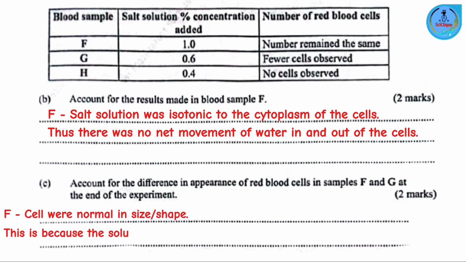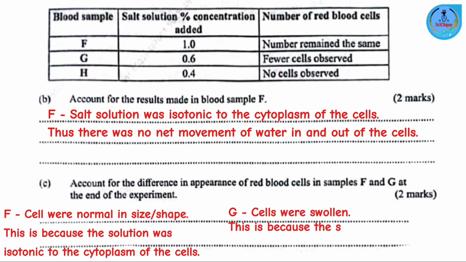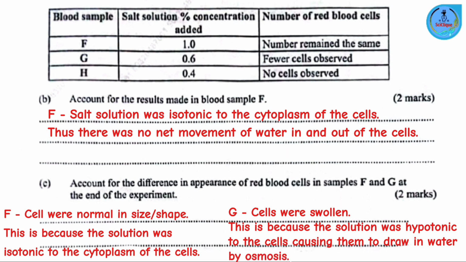Now, when it comes to sample G, what happened is that the number of red blood cells decreased, okay? Now, what happened is that some of these red blood cells absorbed too much water and ended up bursting, okay? They were hemolyzed, and that is why at the end, fewer cells remained. So that means that the salt solution was hypotonic to the cell cytoplasm, to the cytoplasm of red blood cells, okay?